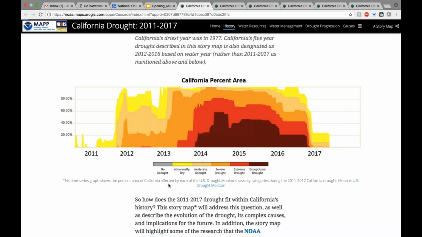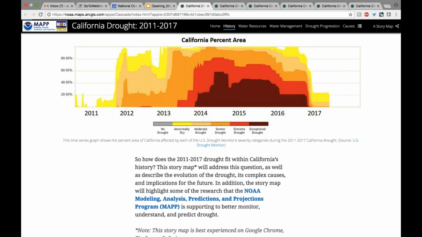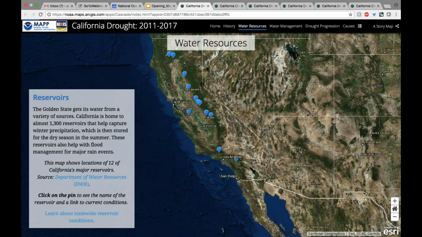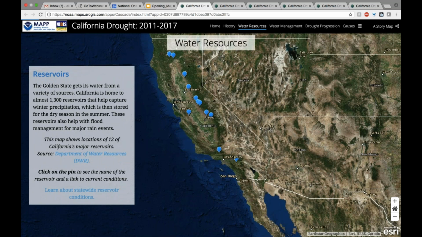So to get into the story about what happened during this drought, we need to talk about where California gets its water from in the first place. So we're going to move into water resources. So California gets its water from a variety of interconnected sources that we talk about and visualize in this section of the story map.